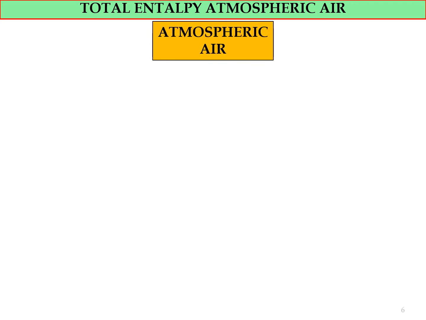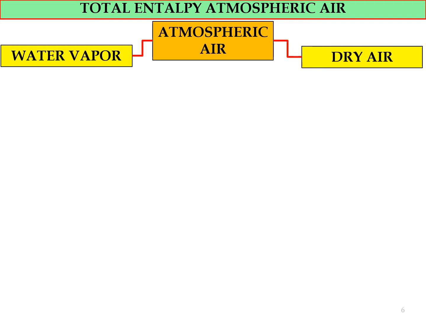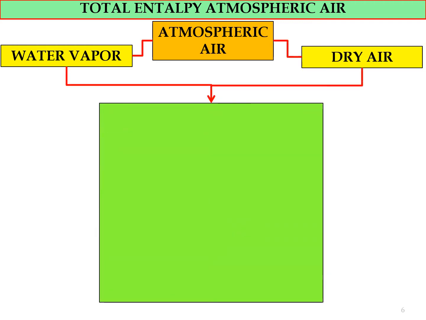Total enthalpy of atmospheric air. As we all know, atmospheric air is a mixture of water vapor and dry air. So to calculate the enthalpy of the atmospheric air, we should consider both the enthalpy of the dry air and the enthalpy of the water vapor. And we can calculate the enthalpy from this equation, which is the enthalpy is equal to m, the mass of the component, times the specific enthalpy.